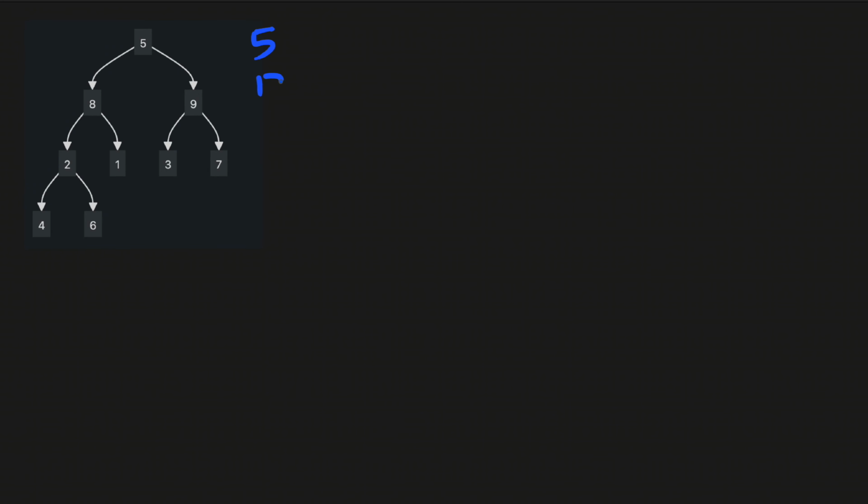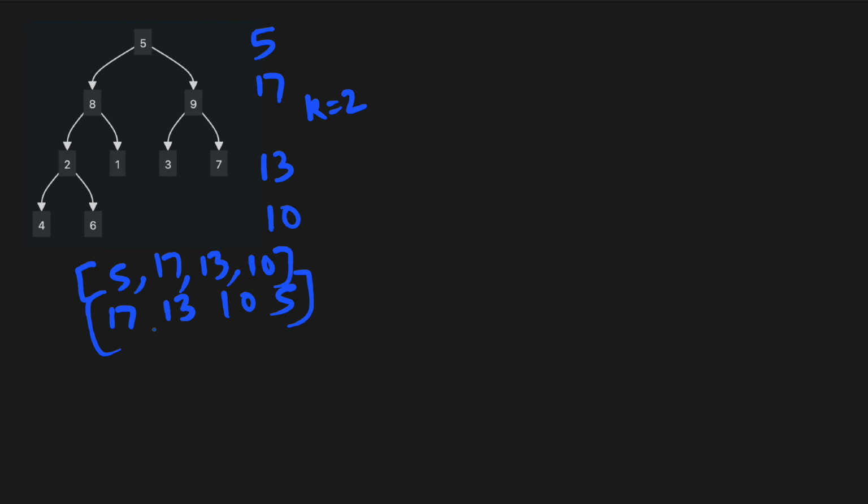Now for this binary tree, we have the following level sums. And now our task is to find the kth largest element among these sums. And in this problem, k is equal to 2. One of the easiest ways to do so is storing all of these level sums in a list and then sorting this list in descending order. So we will get 17, 13, 10 and 5. And now we can return the kth element from the sorted list if it exists. Otherwise, we will return -1. In this example, k is equal to 2, so we will return 13.